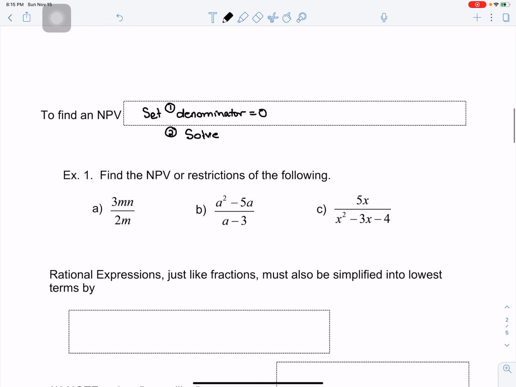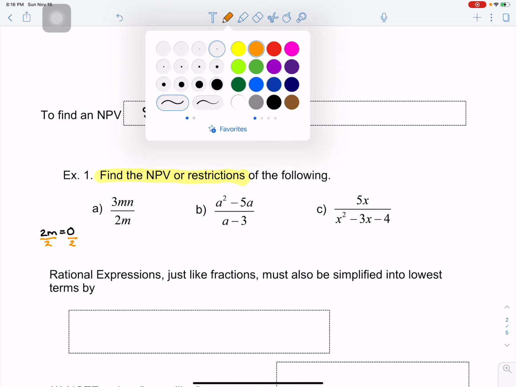Okay, so first example, find the NPV or restriction. What I want to do is take my denominator, set it equal to 0, and solve for my variable. My variable here is m. I'm going to divide this side by 2, divide this side by 2.